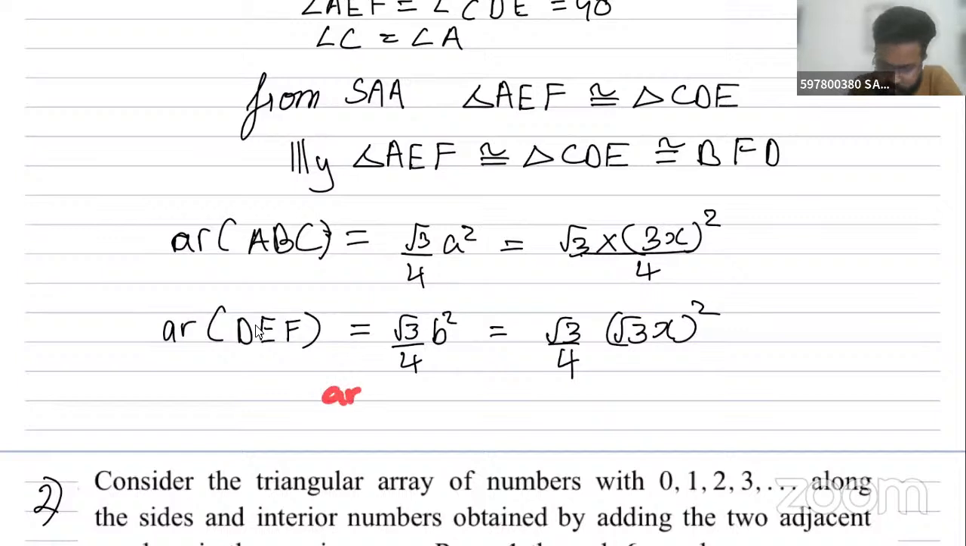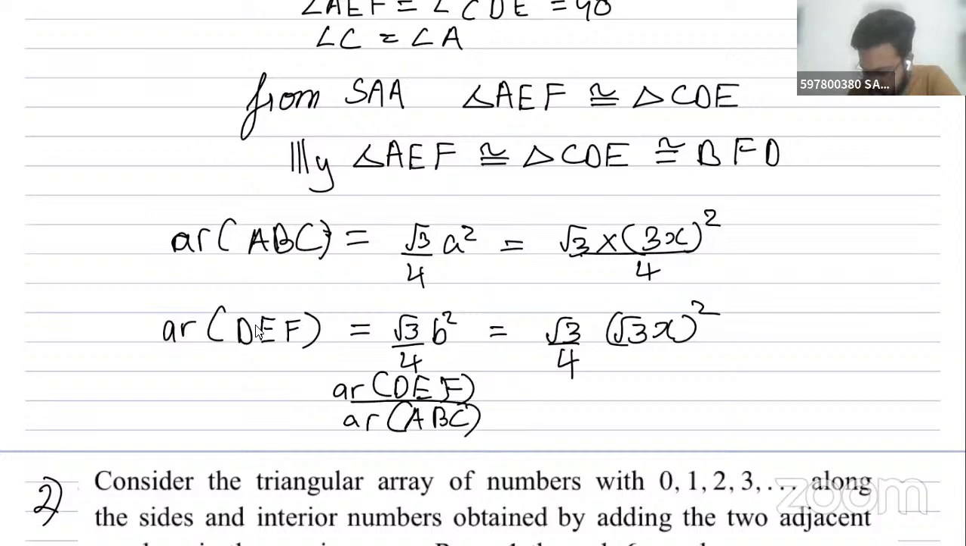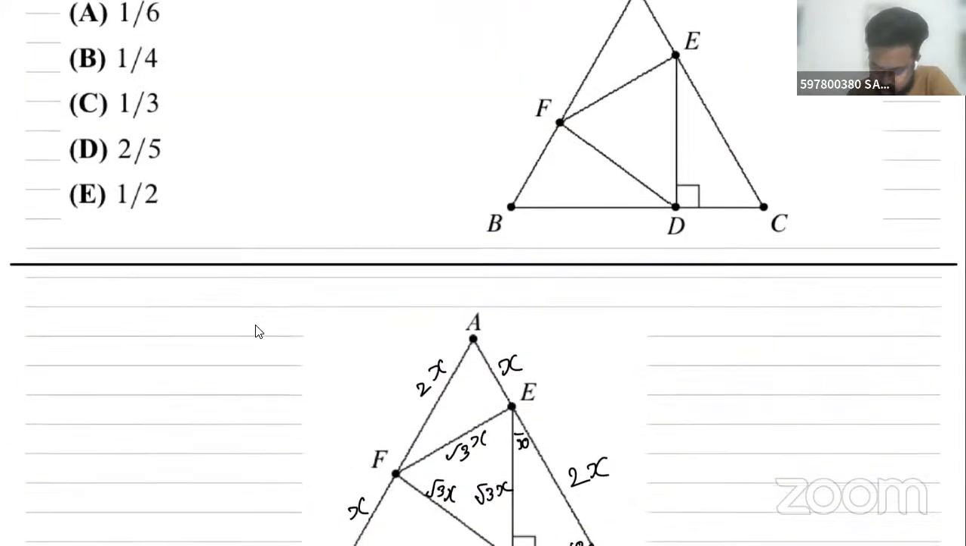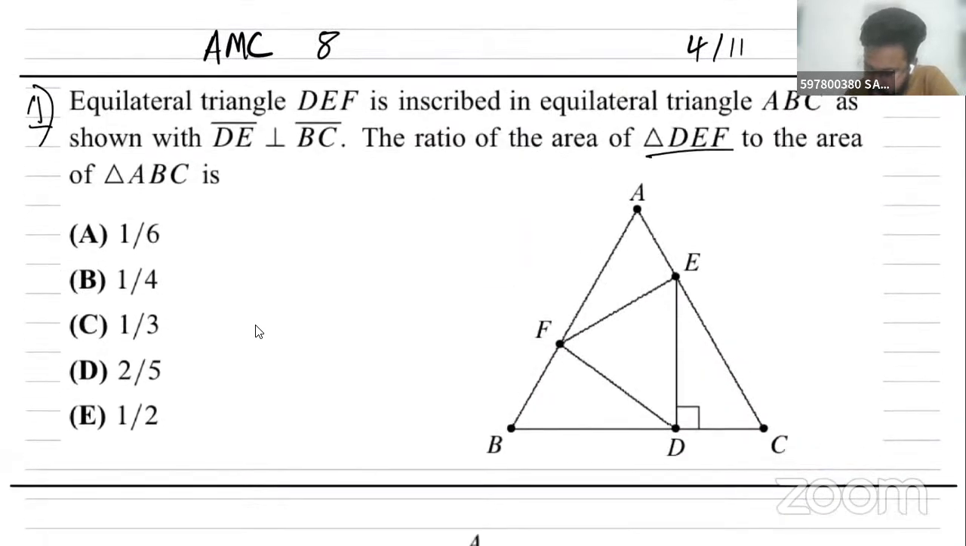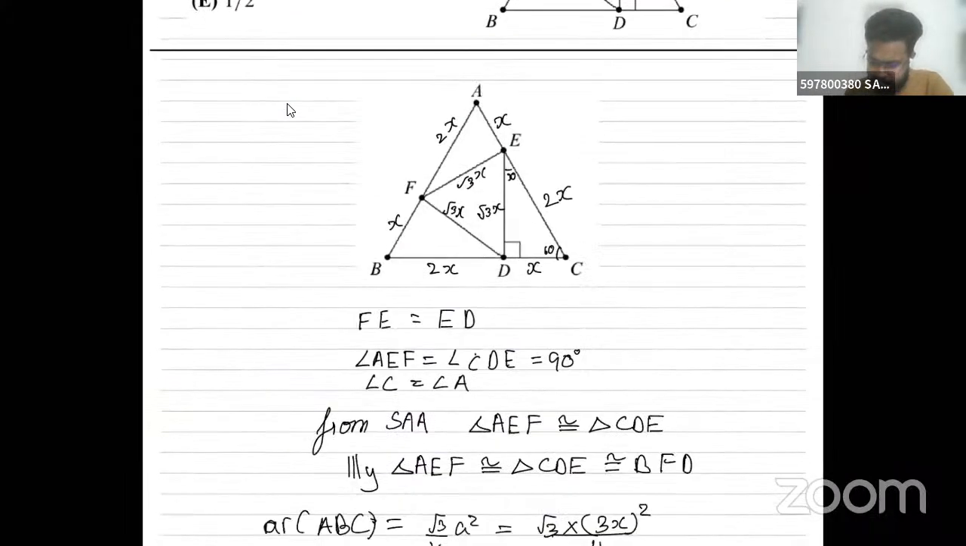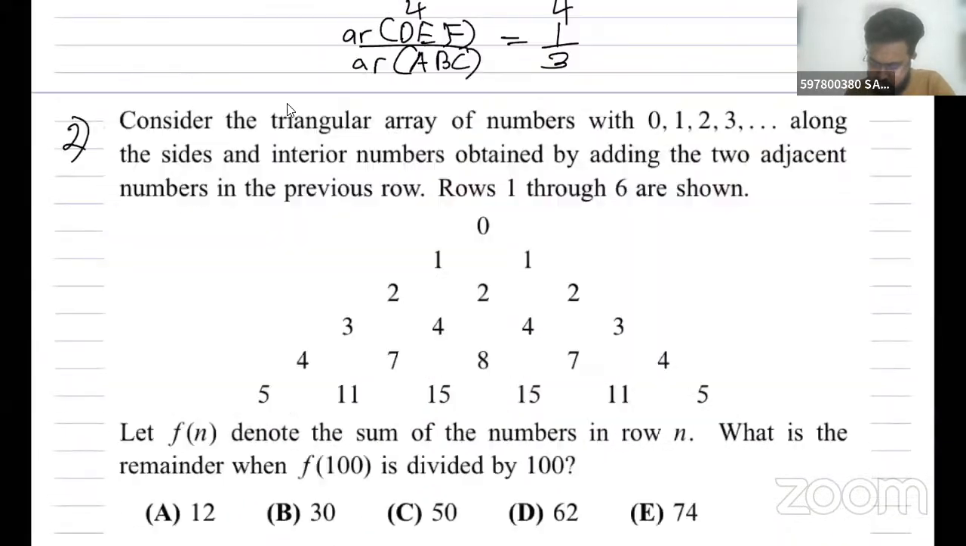So we have area of DEF by area of ABC is equal to 1 by 3. And that was what was asked in the question. Area of DEF to the triangle ABC. So answer will be 1 by 3. Knowledge of similarity is not required. You can simply use the area formula. I'm just giving extra ways to think about the question. Okay. So answer is 1 by 3.